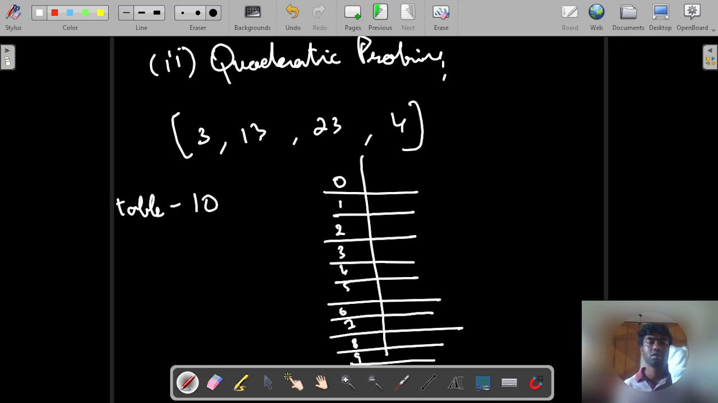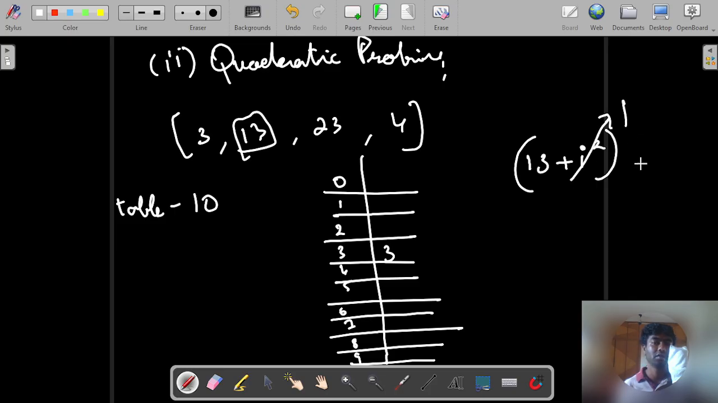So 3 can obviously go here. So once 13 is there, so we see 13 is already having a collision. So we increase it by i square. So in this case, let's say we increase it by 1 and modulus of 10. i square plus 10. So this goes to 14. So the next open index.